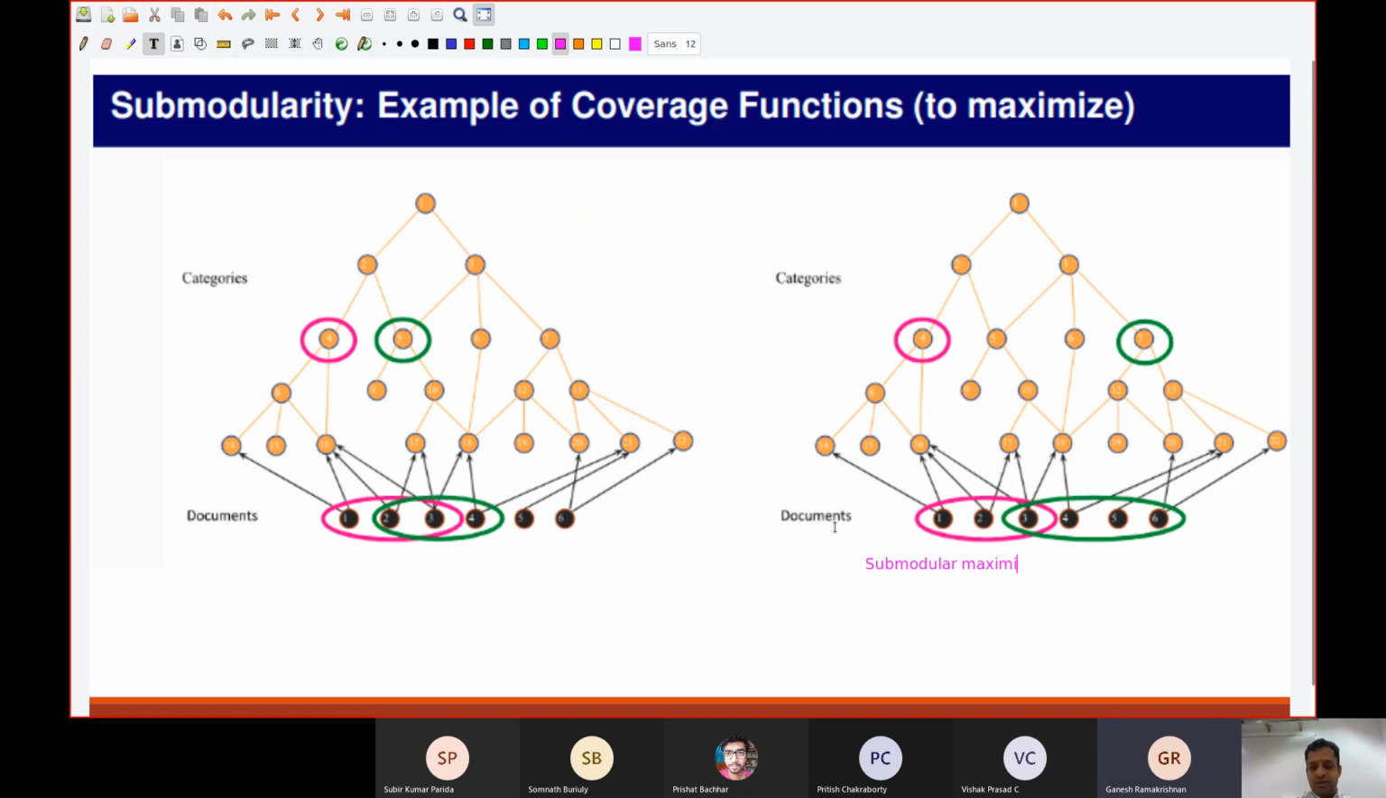Submodular maximization is about identifying, say, 2 concepts which cover all the documents, right? On the RHS, 4 and 7 cover all 6 documents, right? Whereas on the LHS, 4 and 5 cover only 4 documents. That's a maximization problem.